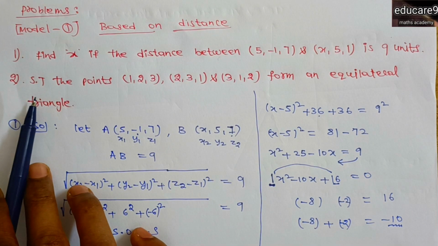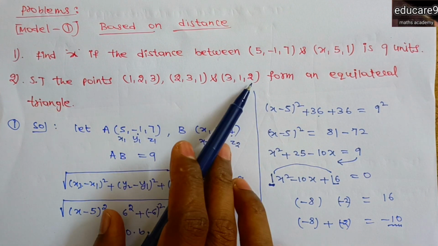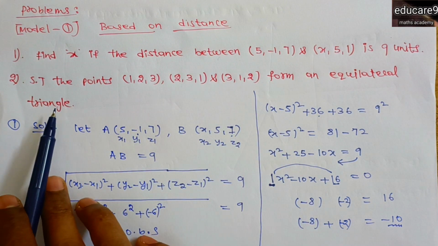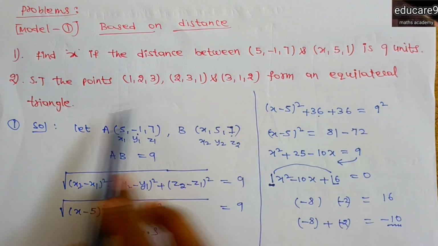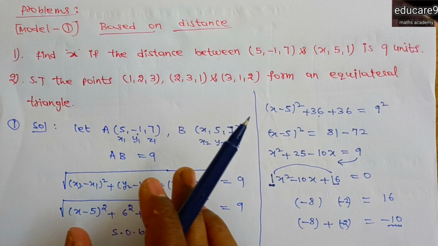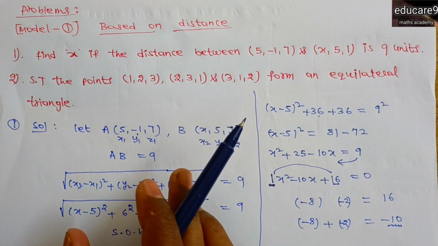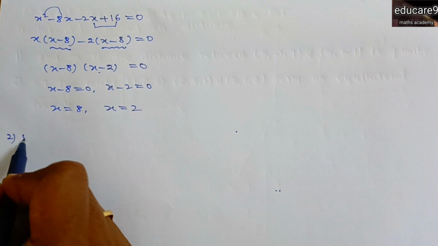Now second question. Show that the points 1, 2, 3; 2, 3, 1; 3, 1, 2 form an equilateral triangle. Here we know that equilateral triangle means all the three sides of a triangle are equal. Then only the given triangle is an equilateral triangle. See the second solution.